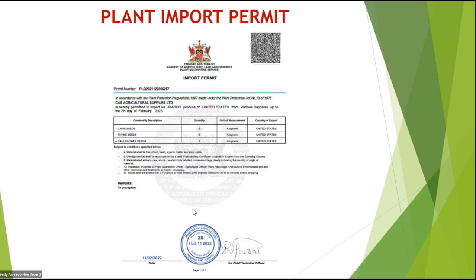This is basically what our plant import permit looks like. You can see we have the digital stamp, the digital signature, and there is a series of barcodes for security purposes.